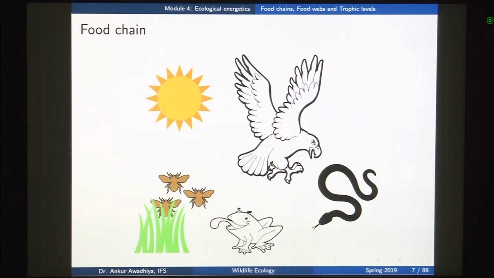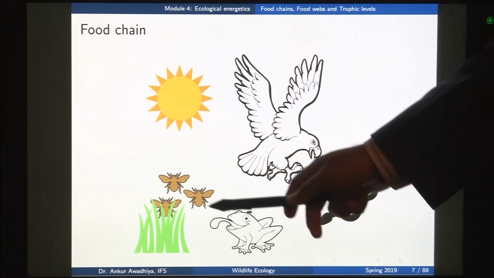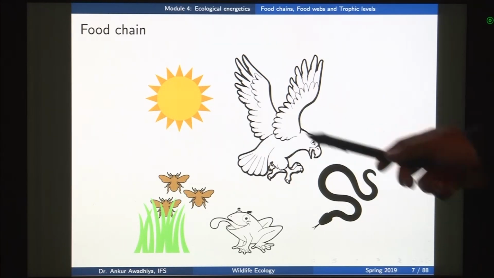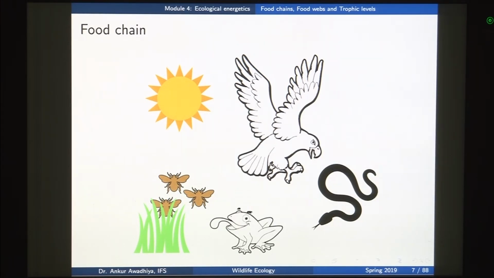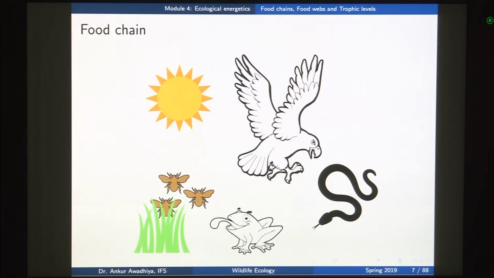Now, this is an image that we all must remember from our school days. So, it says that there is grass and grass is eaten by some insects, and then there is a frog that eats these insects, then there is a snake that eats the frog, and then there is the hawk or the eagle that eats the snake, and the plants are getting their energy from the sun, and this is essentially what a food chain is.